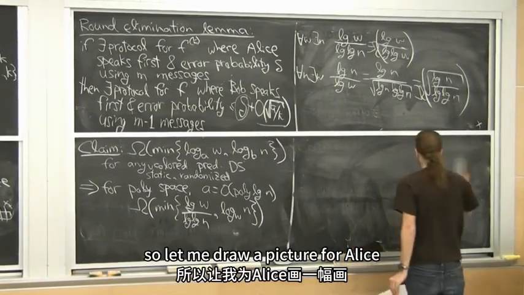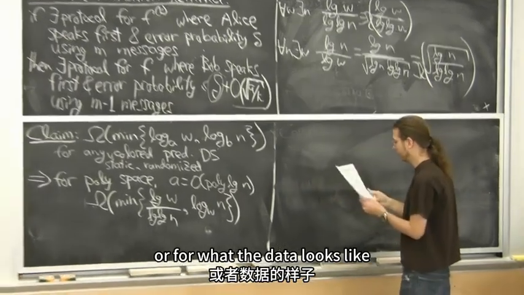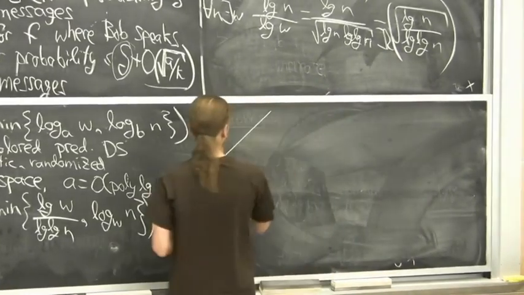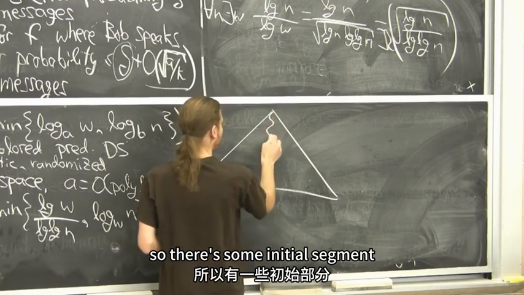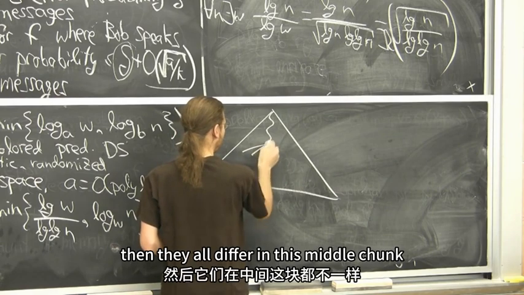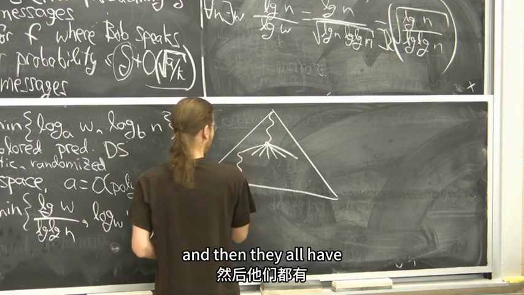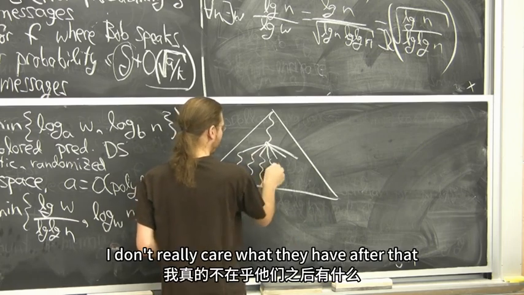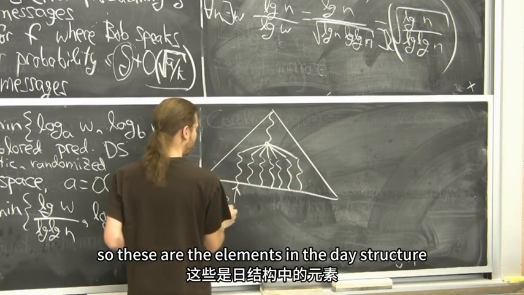So let me draw a picture for what the data looks like. There's some initial segment which is shared by all elements. Then they all differ in this middle chunk. And then I don't really care what they have after that. So these are the elements in the data structure.